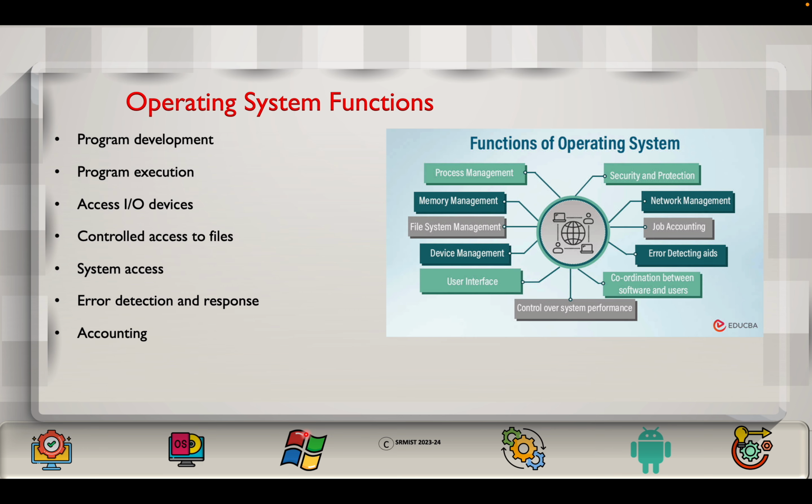Operating system functions. What functions are carried out by the operating system? One is program development, program execution, access to I/O devices, controlled access to files, system access, error detection and response, accounting. These are the various functions of an operating system.